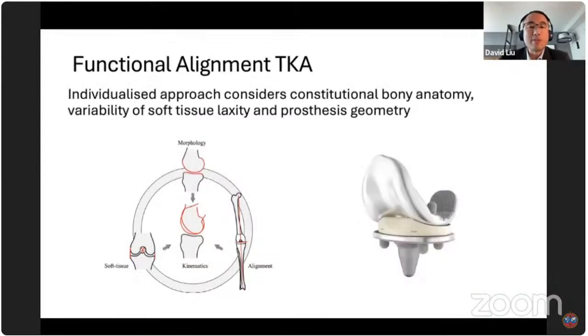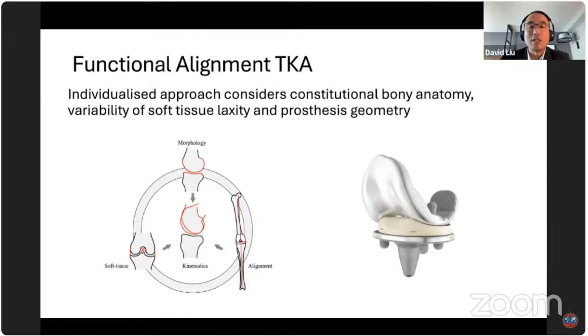So as Sebastien has already explained, what is functional alignment? Functional alignment is trying to reconstitute a patient's 3D constitutional bony anatomy, but taking into account also variability of individual soft tissue laxity. And I think it's also important to remember that prosthesis geometry plays a role, because different prosthetic designs have different shapes. What you're trying to do is create harmony between each of these three variables.